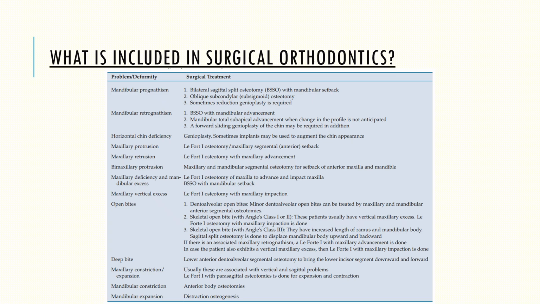Horizontal chin deficiency can be corrected in the form of genioplasty. Maxillary protrusion can be corrected with the help of a Le Fort 1 osteotomy. Same can be used to correct maxillary retrusion. Bimaxillary protrusion, which is known as bimax, can be corrected with the help of maxillary and mandibular segmental osteotomy for setback of the anterior maxilla and mandible, and various other procedures.